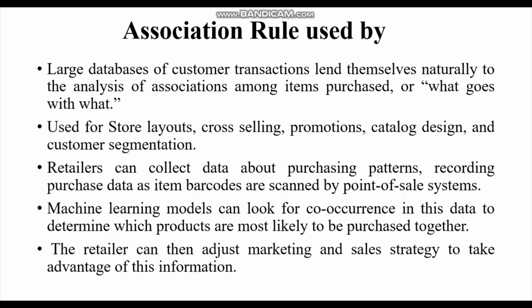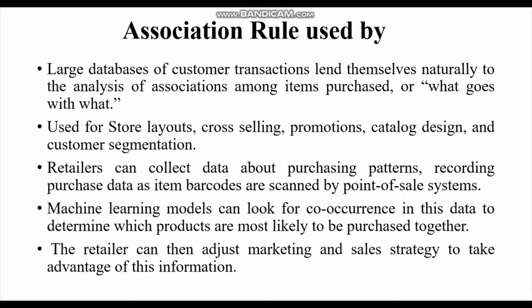Who uses association rules? A large database of customer transactions lends itself naturally to analysis of association among items purchased, like what goes with what. It is mostly used for store layouts, cross-selling, promotion of any new product, catalog design, and customer segmentation. Retailers can collect data about purchasing patterns, recording purchase data as item barcodes are scanned at the point of sale. Machine learning models can look for co-occurrence in this data to determine which products are most likely to be purchased together. The retailer can then adjust marketing and sales strategy to take advantage of this information.